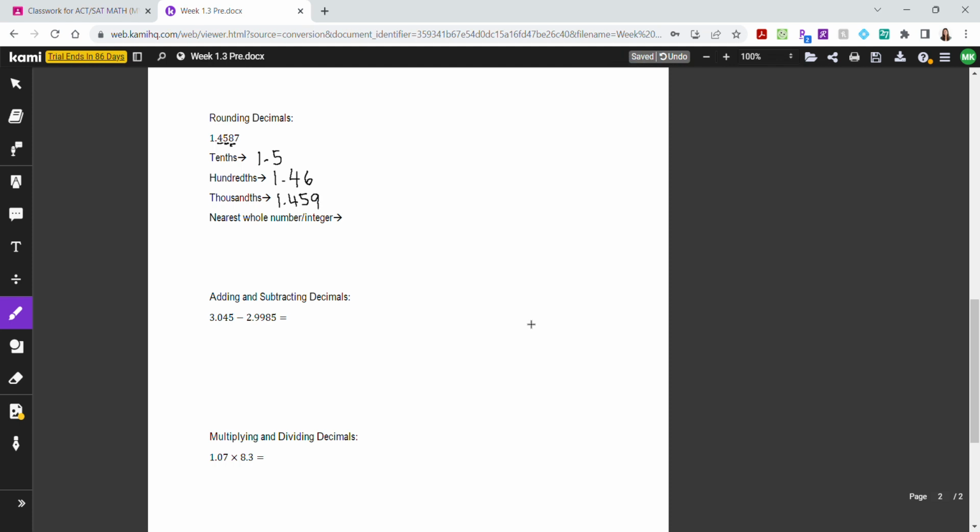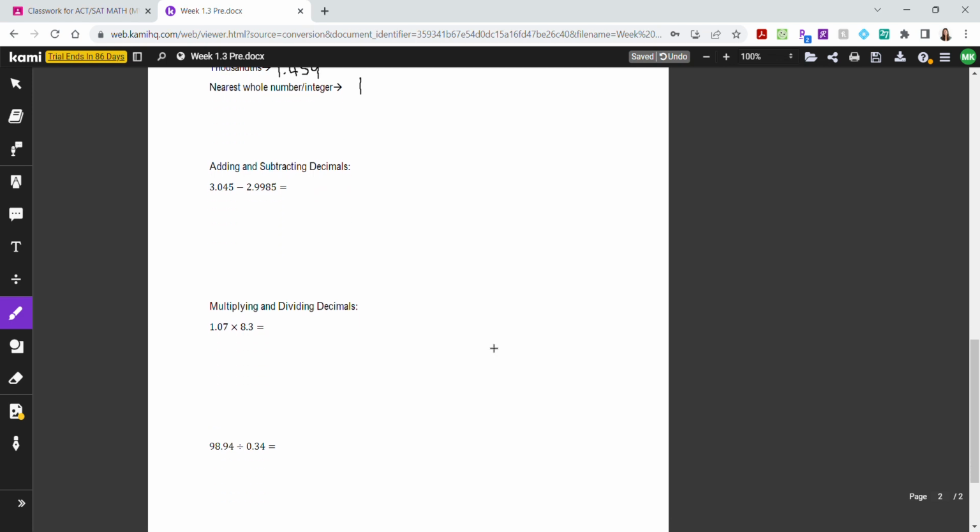Alright, now when it says round it to the nearest whole number or integer, it means round it to with no decimal. So you're going to look at the number that's in the ones place. The number that's in the ones place is the number 1, right here. Okay, so the number to the right of that is 4, and since 4 is a smaller number, that means we're going to round down, which means that 1 is not going to be affected. So if we were to round this decimal 1.4587 to the nearest whole number or integer, it would just be 1. Alright, now if you have any questions about this, again, bring your question during the deep dive lesson.